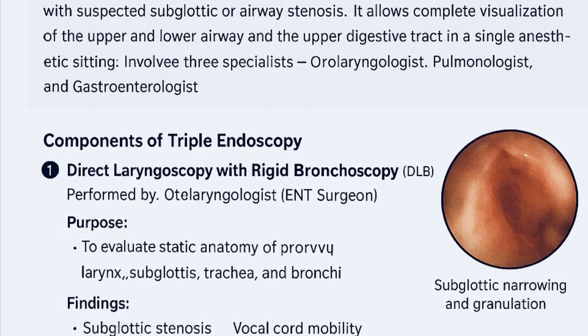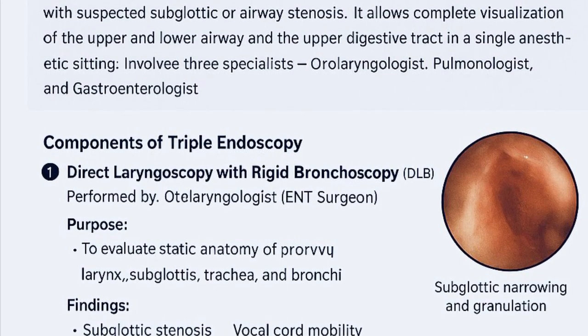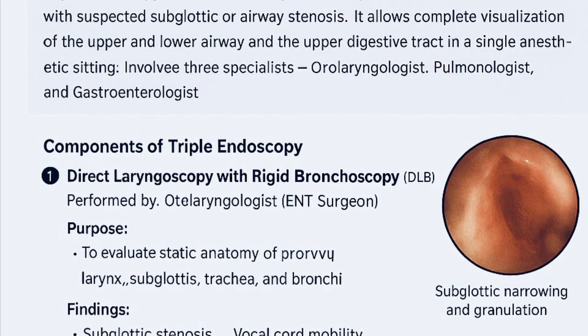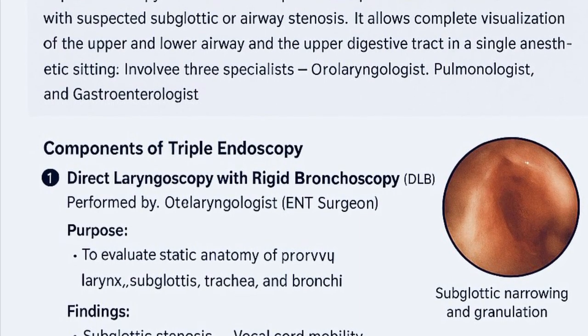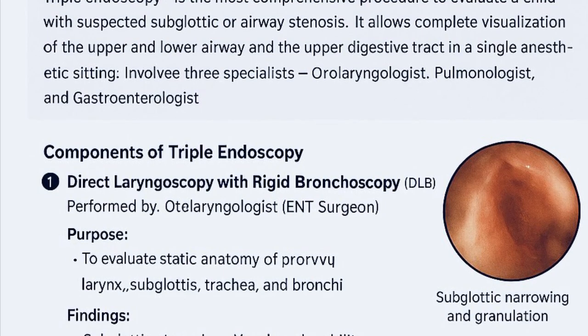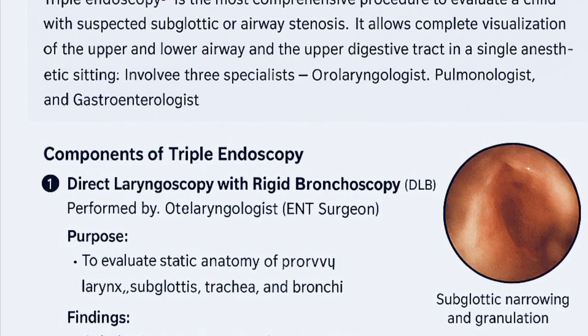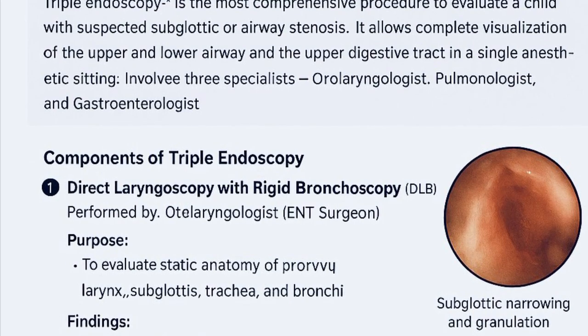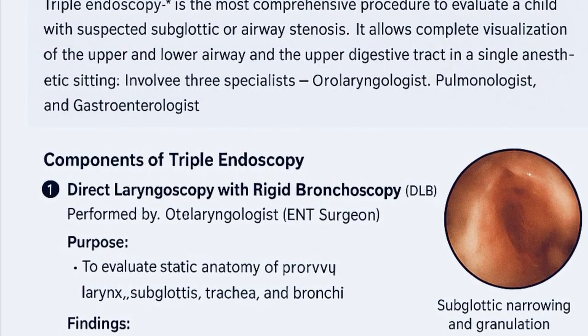It involves three specialists: otolaryngologist, pulmonologist, and gastroenterologist. So, what are the components of triple endoscopy? First component is the direct laryngoscopy with rigid bronchoscopy, that is DLB. It is done by the ENT surgeon.